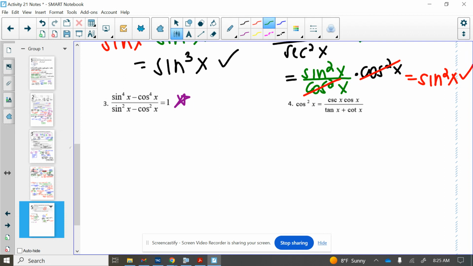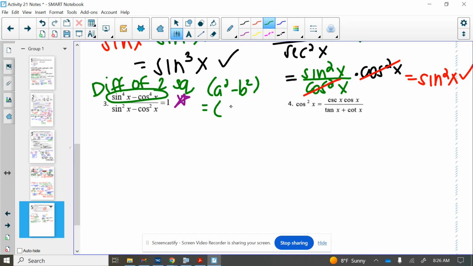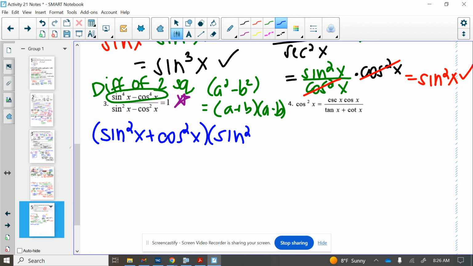And we're going to focus on the numerator to start. What we noticed with sine to the fourth minus cosine to the fourth is this is actually a difference of two squares, right? And we know the difference of two squares: we have something squared minus something squared equals (a plus b)(a minus b). So in this case, sine squared squared is sine to the fourth, cosine squared squared is cosine to the fourth. So we would have (sine squared plus cosine squared)(sine squared minus cosine squared).